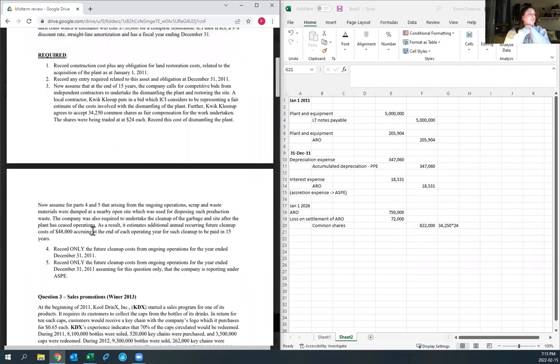Now assume for parts 4 and 5 that arising from the ongoing operations, scrap and waste materials were dumped at a nearby open site, which was used for disposing such production waste. The company was also required to undertake the cleanup at the garbage site after the plant has ceased operations. As a result, it estimates additional annual recurring future cleanup cost of $48,000 occurring at the end of each operating year for such cleanup to be paid in 15 years.